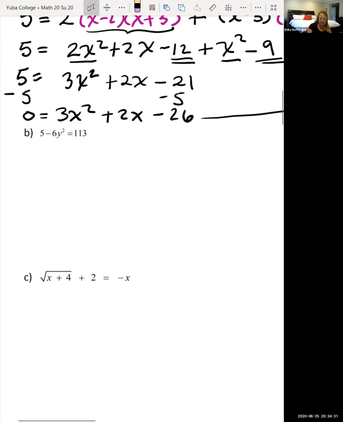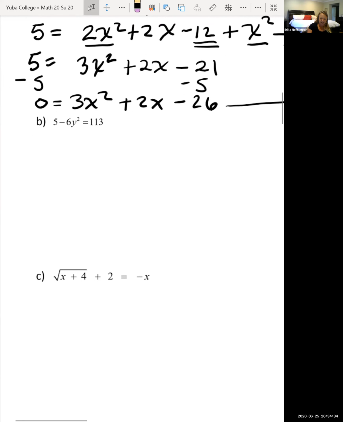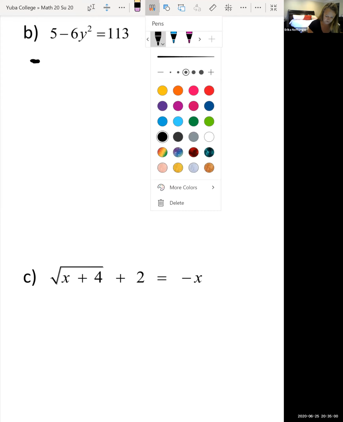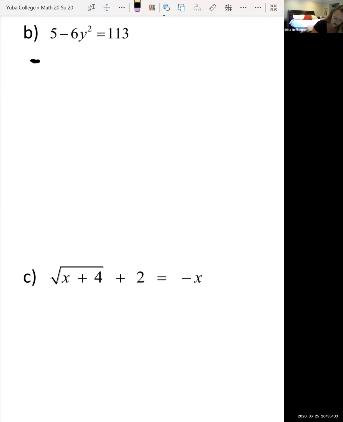Let's see. This other one doesn't look very pretty either. It's quadratic. And so we would get everything to one side of the equation. I don't know if it's going to let me write on it this way. Okay, so getting everything to one side of the equation and writing it in descending order. Oh, wait, that's not as bad as I thought it was.